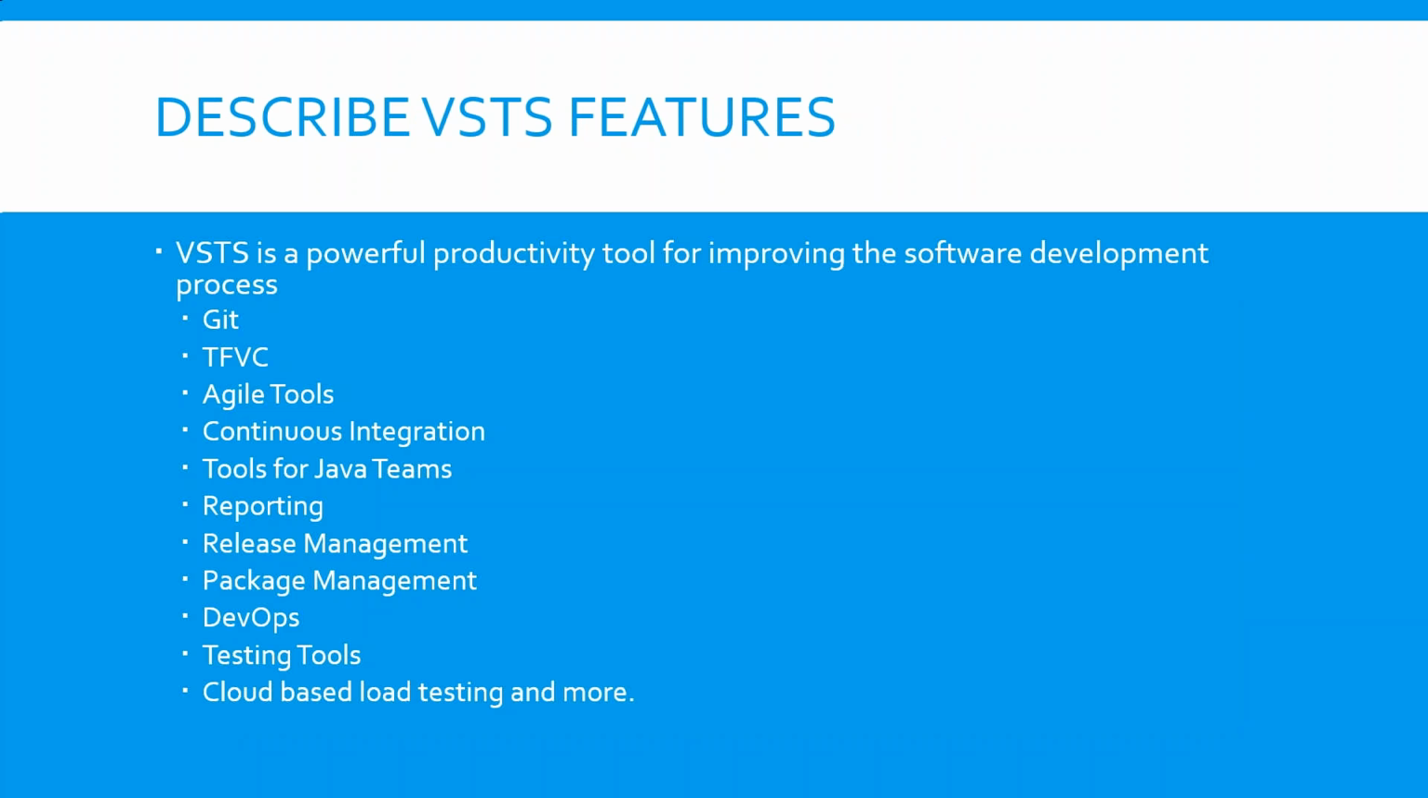So next one is to describe VSTS features. VSTS is a powerful productivity tool for improving the software development process. Yes, of course, it's about productivity. The purpose is improving productivity. So through VSTS, they have a lot of stuff. We list down some of the features in VSTS: Git version control, TFS version control, agile tools, continuous integration, tools for Java and reporting, release management and package management, enabling DevOps and testing tools, cloud-based load testing, and more.